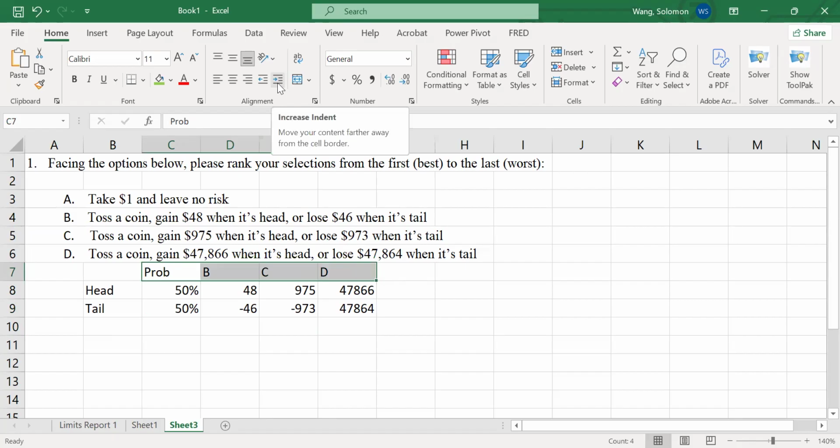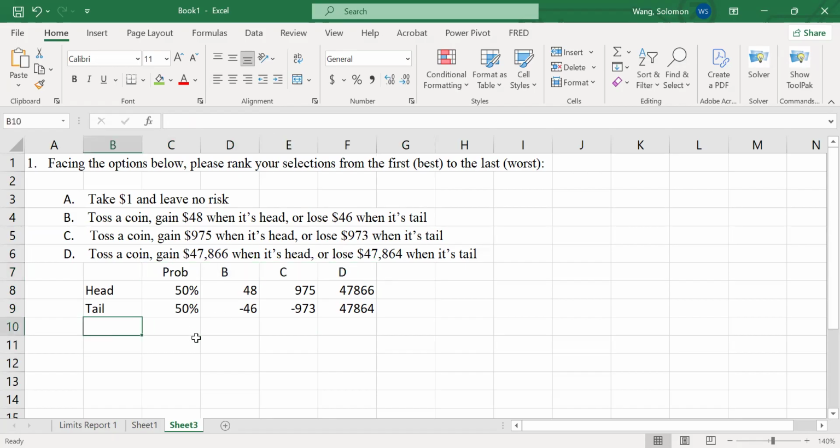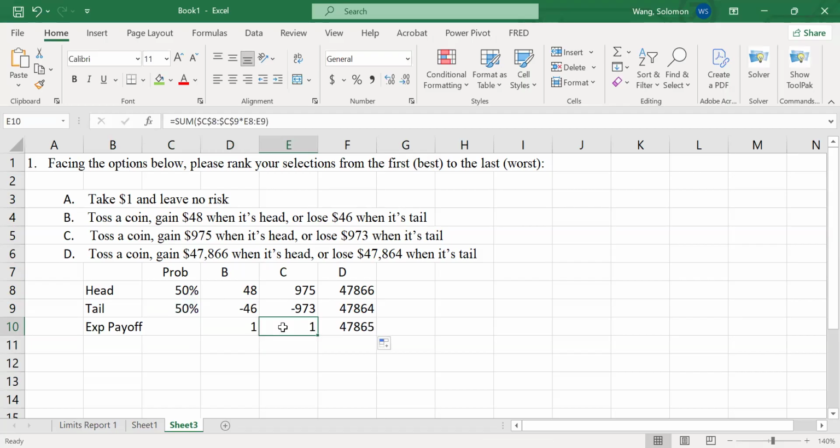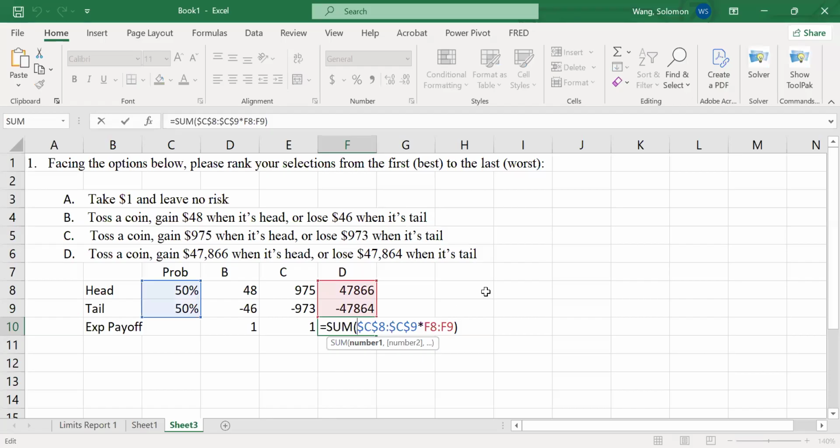This is called a calculated risk. So you will need to get the expected payoff. You just use the probability multiplied by the payoff for each. And I'm going to lock the probability before I drag it to the right. So it's $1 expected payoff for B, and it's $1 expected payoff for C, and negative $1, my bad, expected payoff for D.